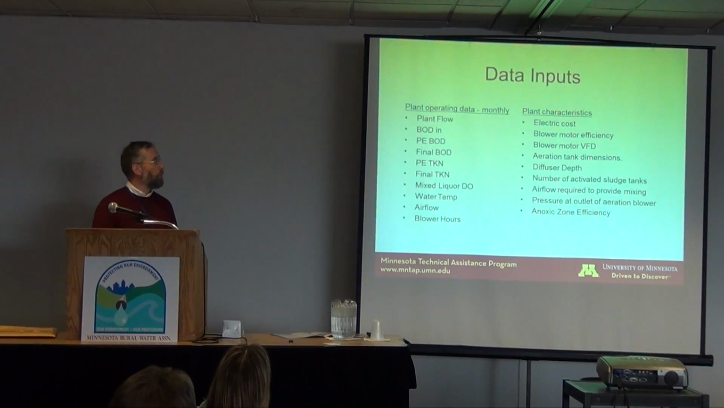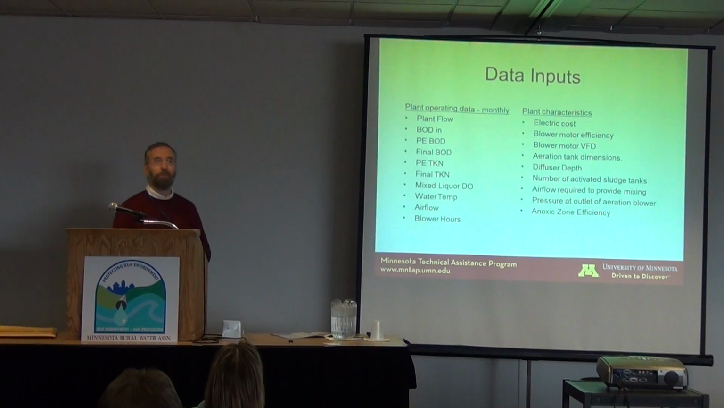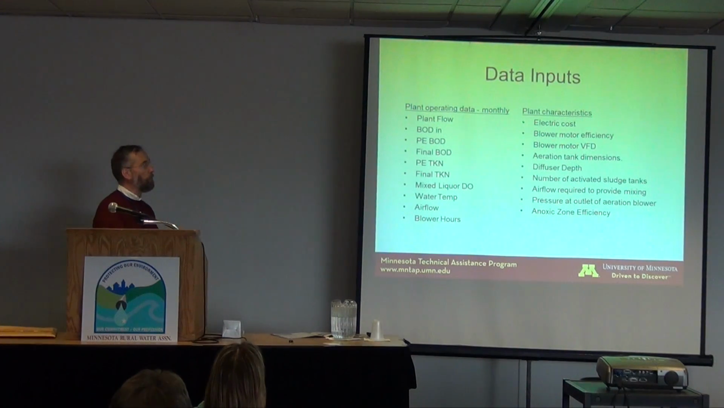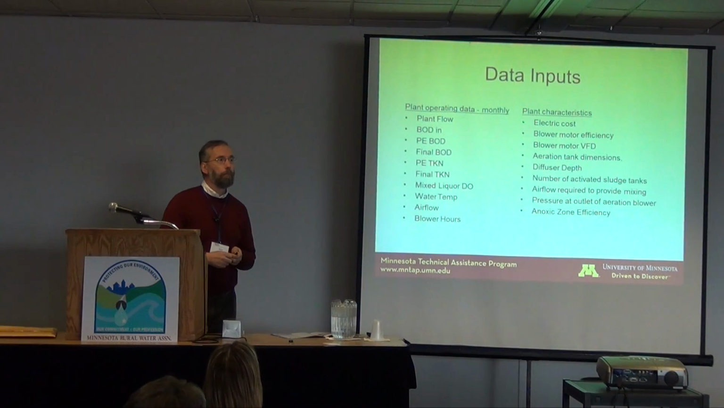Some of the other inputs would be more plant characteristics. What's your cost? What's the size of your aeration basins and depths of your diffusers? Basically, a number of things, and I think most of this information is readily available in DMRs. Is that fair to say? Some people say so. But anyways, are there pieces that would be hard for you to come up with?